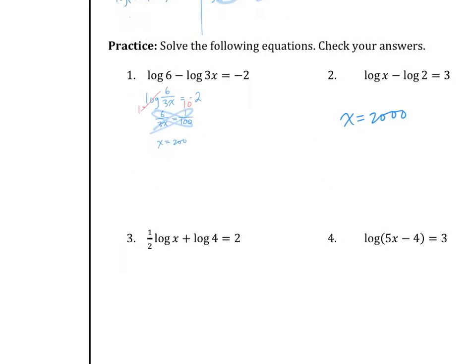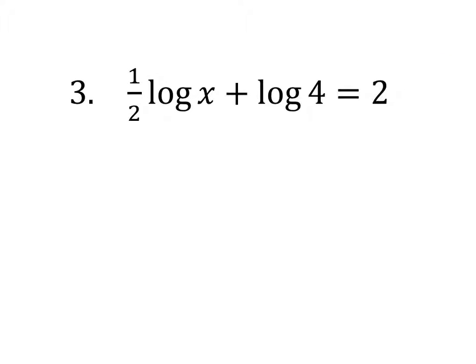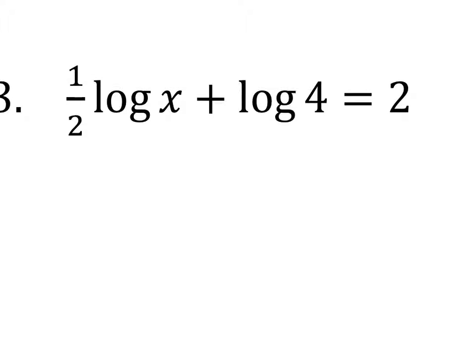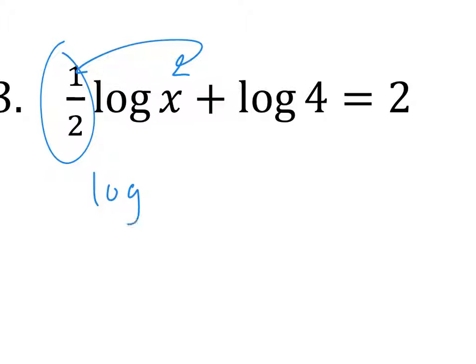Let's look at number 3 together. What should we do? Can we combine these logs together? Yes. But what has to happen first before I can multiply them together? I have to move that 1/2, right? So the 1/2 goes on the top. So this is log of x to the 1/2. x to the 1/2 is just square root x, plus log 4 equals 2.